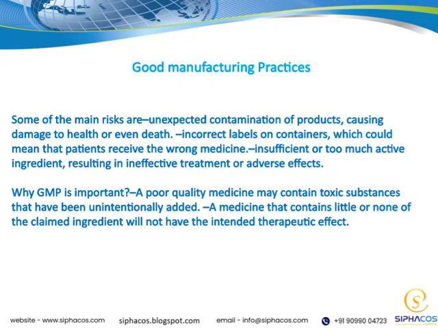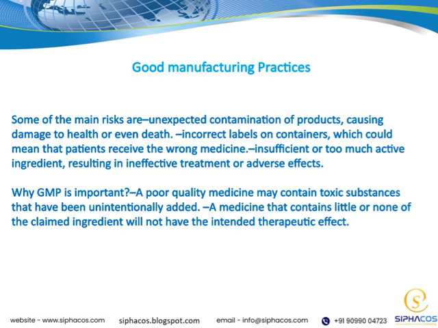On this slide, I want to highlight some of the main risks associated with poor manufacturing practices. First, there's the risk of unexpected contamination of products, which can cause serious health issues or even be fatal. Then, we have the problem of incorrect labels on containers, which could lead to patients receiving the wrong medication. This is a critical safety concern. Additionally, if the active ingredient in a medicine is either insufficient or too much, it can make the treatment ineffective or cause adverse effects.